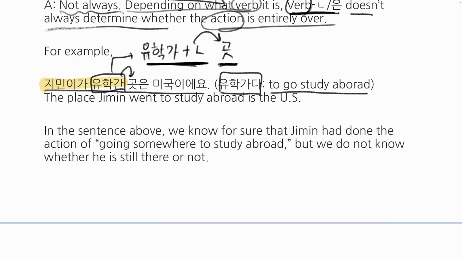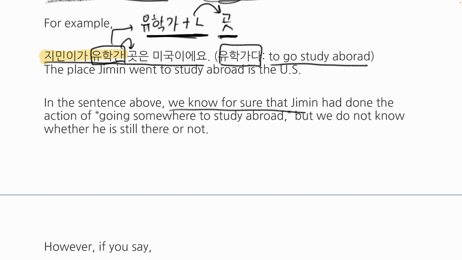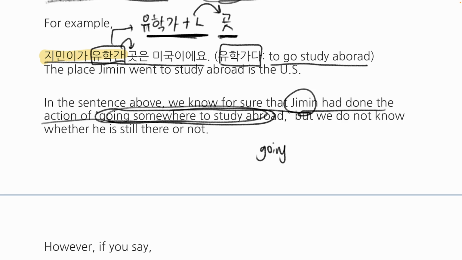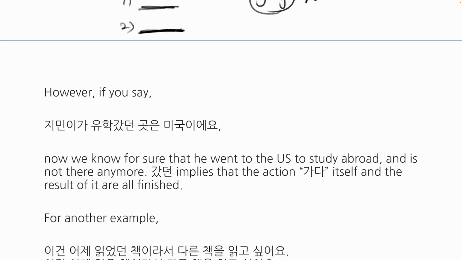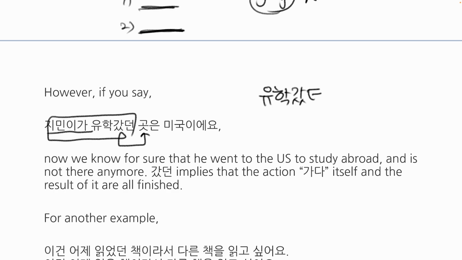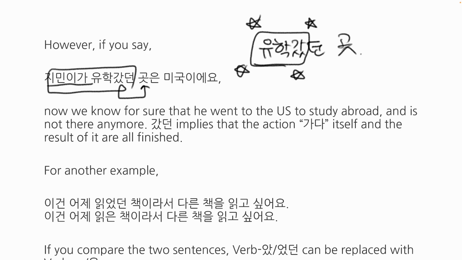It means that. And here, in this sentence, we know for sure that Jimin had done the action of going somewhere to study abroad. He did the action of going there. He went there, but we do not know for sure if he's still there or not. But if you say 지민이가 유학 갔던 곳은 미국이에요. This is past tense conjugation plus 던 곳. So here it indicates that the action of 유학 가다 is already completed, as in the action 가다 itself and the result of it are all finished.